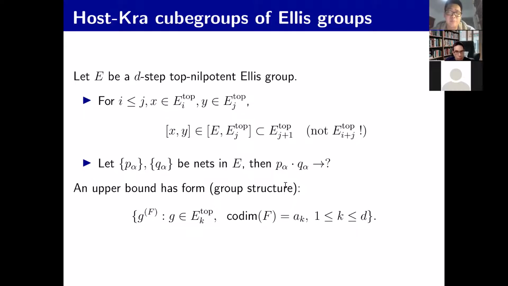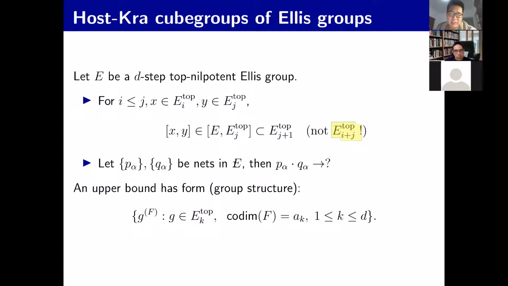But here are 2 difficulties. The first one is that, unlike a nilpotent group, the commutator of 2 elements, we have only this. But for a nilpotent group, the commutator of x, y belongs to E i plus j. So here is a difficulty.